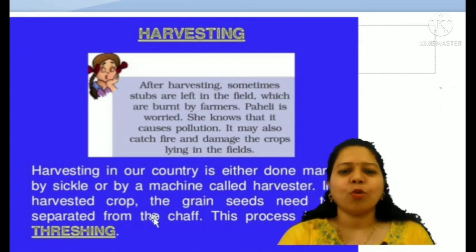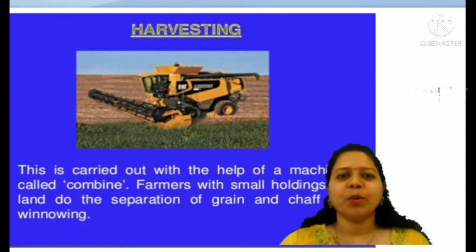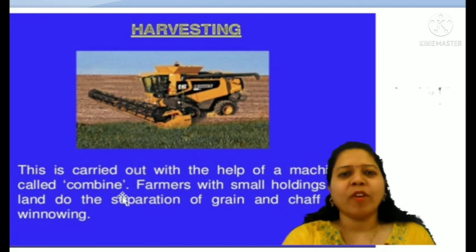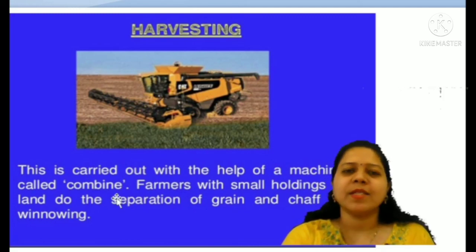In the harvested crop, the grain seeds need to be separated from the chaff. This process is called threshing. Harvesting sometimes we do by using a combine. A combine is also a tool which we use to harvest the seeds. Farmers with small holdings of land do the separation of grain and chaff by winnowing.